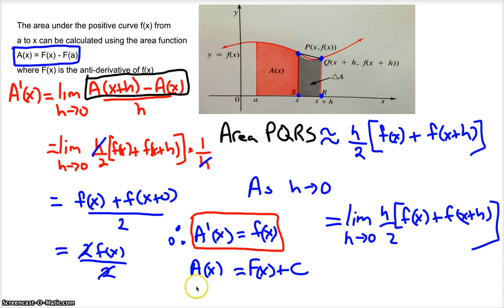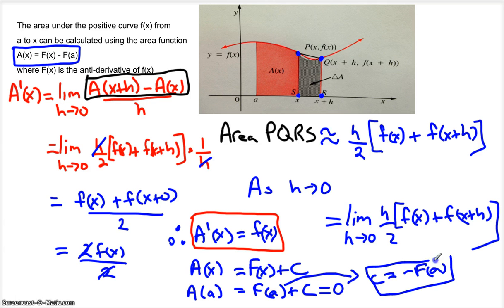Okay, so let's substitute a in here. What do we get? A at little a is equal to F at a plus c. Okay, but what's this area equal to? Well, we'll go back up to our diagram here. We're going from a to a, and that's not a region at all. That area is going to equal 0. So if we were to isolate c, we get c is equal to negative F at a.